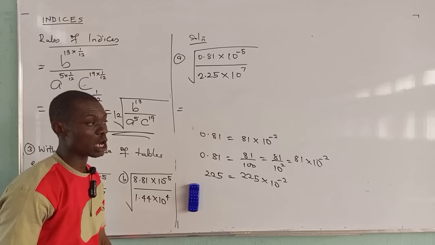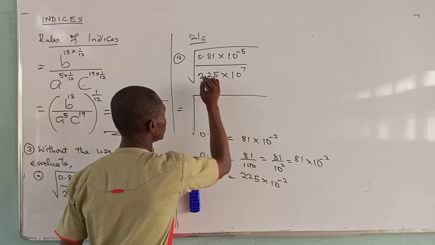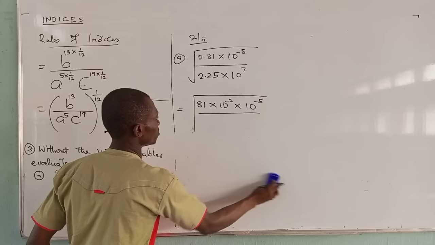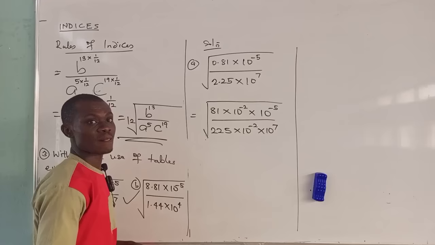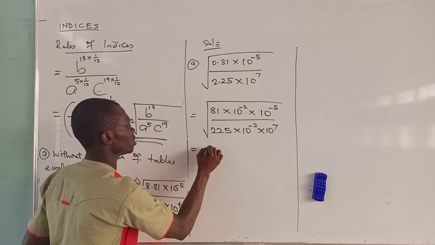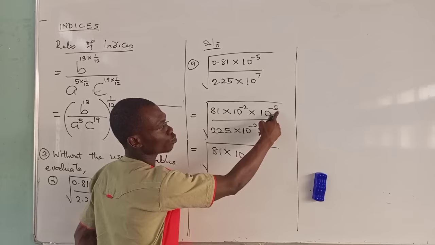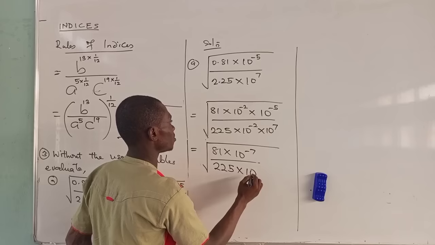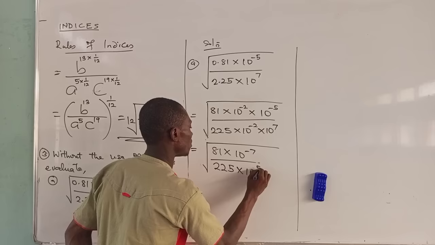So if we substitute that here, we are going to have 81 times 10 raised to the power minus 2, but there is already 10 raised to the power minus 5 here. And that's going to give me for the denominator 225 times 10 raised to the power minus 2 times 10 raised to the power 7. Okay, so by the time I apply the multiplication rule for the numerator and the denominator, that is going to give us 81 times 10 raised to the power minus 2 plus minus 5, which is minus 7, all over 225 times 10 raised to the power minus 2 plus 5 plus 7, and that is going to give us positive 5. And so we'll have positive 5 there.